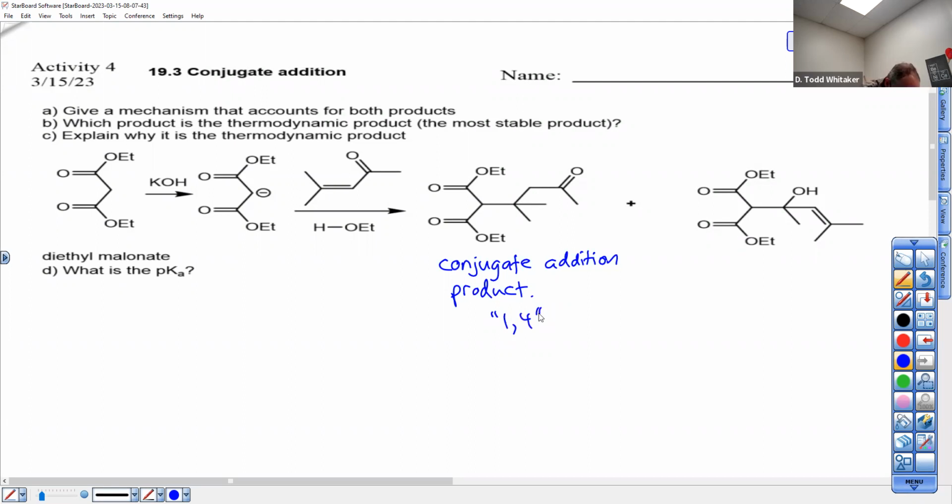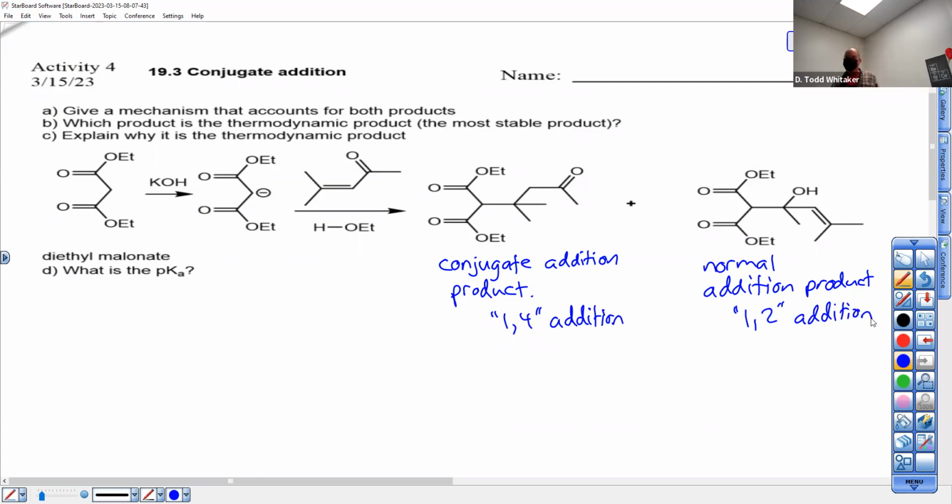And this is the normal addition product that we've seen before when the anions attack carbonyl. We're going to rename it though, 1,2 addition, as opposed to 1,4 addition. Right now, we don't have enough information to even describe what those words mean. 1,2 addition, 1,4 addition.